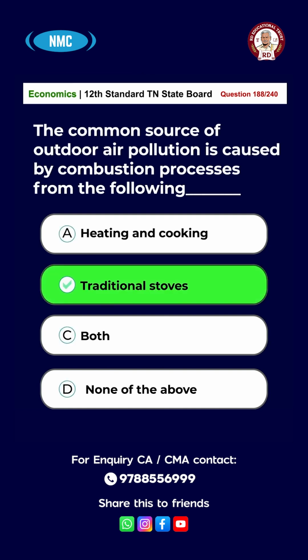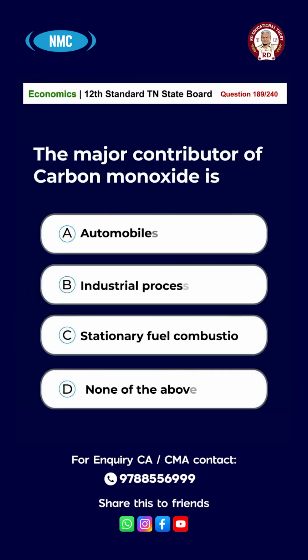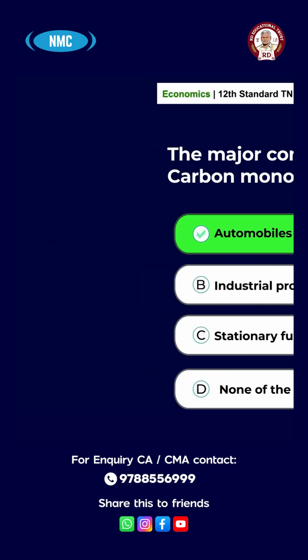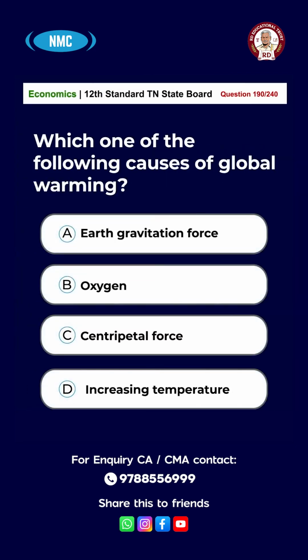Traditional stoves. Question number 189. The major contributor of carbon monoxide is A. Automobiles, B. Industrial process, C. Stationary fuel combustion, D. None of the above. The answer is option A. Automobiles. Question number 190. Which one of the following causes global warming? A. Earth gravitational force, B. Oxygen, C. Centripetal force, D. Increasing temperature. The answer is option D.